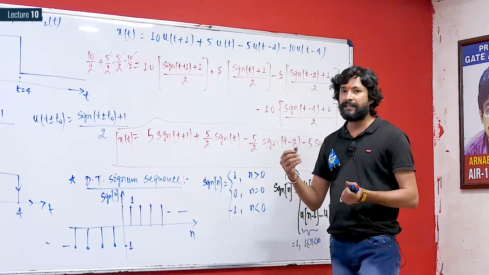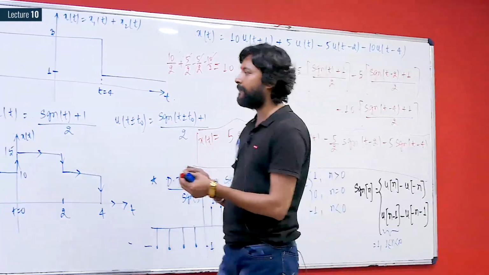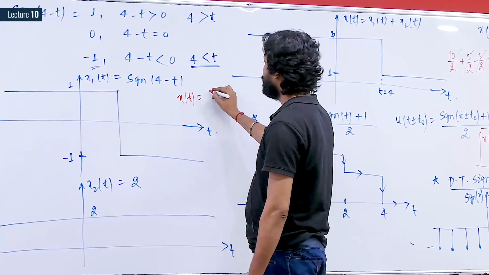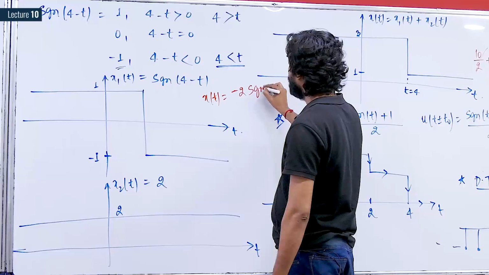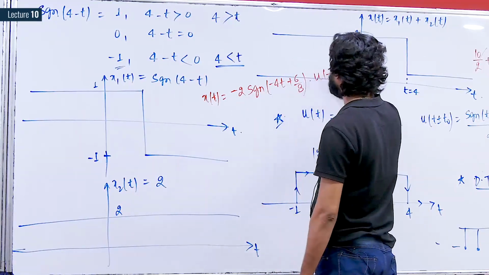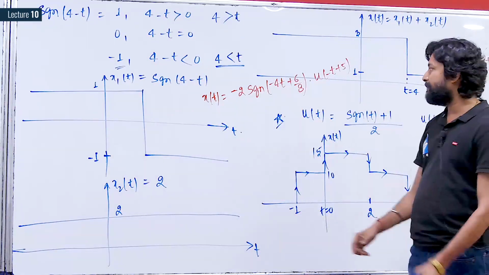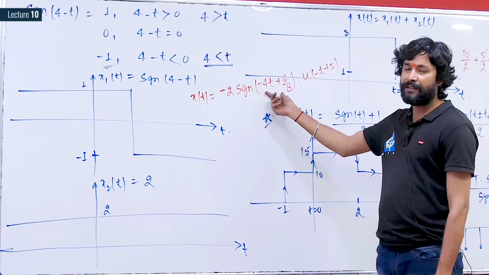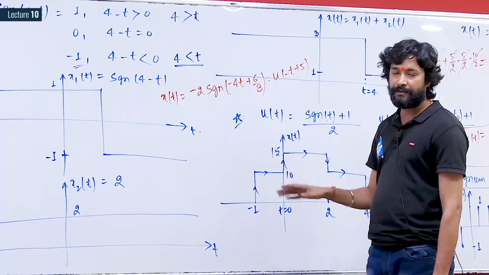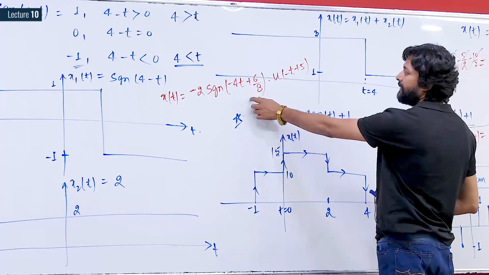Take a signal which is represented in terms of the signum function. You can take anything in signum, that is, if you want to plot x of t equals minus 2 signum of minus 4t plus 6 by 8 into u of minus t plus 5. So if you have to plot this signal, you first just have to plot this function, which can be plotted by using either of two methods. We have seen both of those methods.